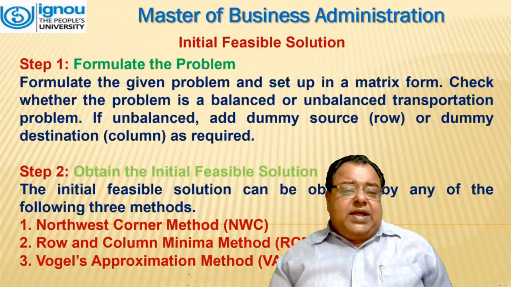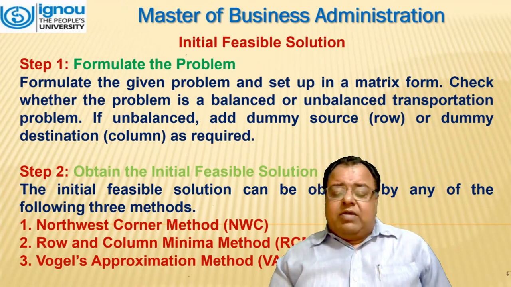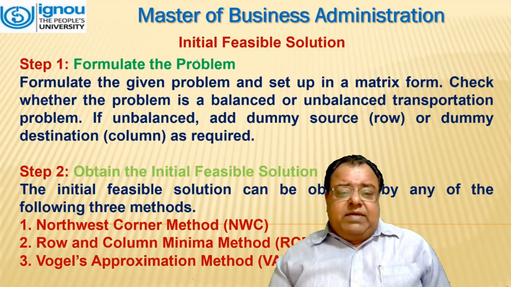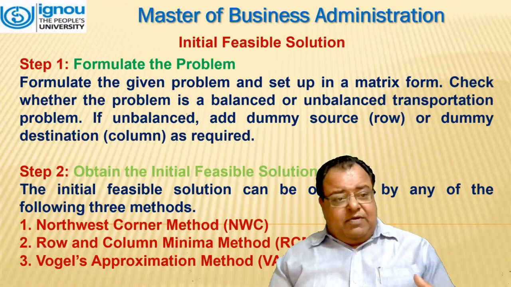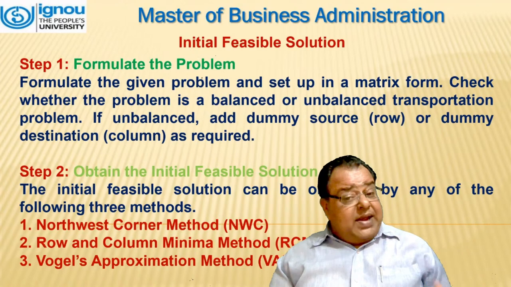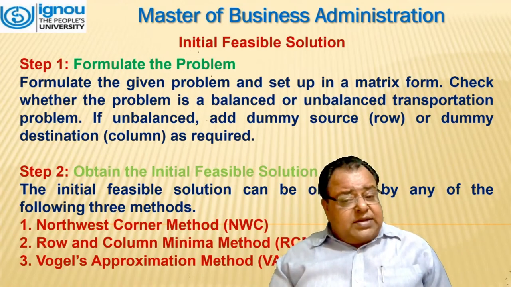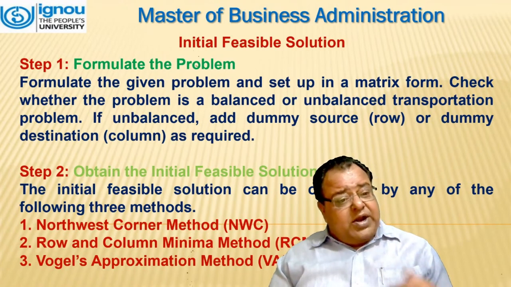Now, how to get the initial feasible solution? Step one is to formulate the problem. Formulate the given problem and set it up in a matrix form, that means in the form of rows and columns. Check whether the problem is a balanced or unbalanced transportation problem. If unbalanced, add a dummy source row or dummy destination column as required.